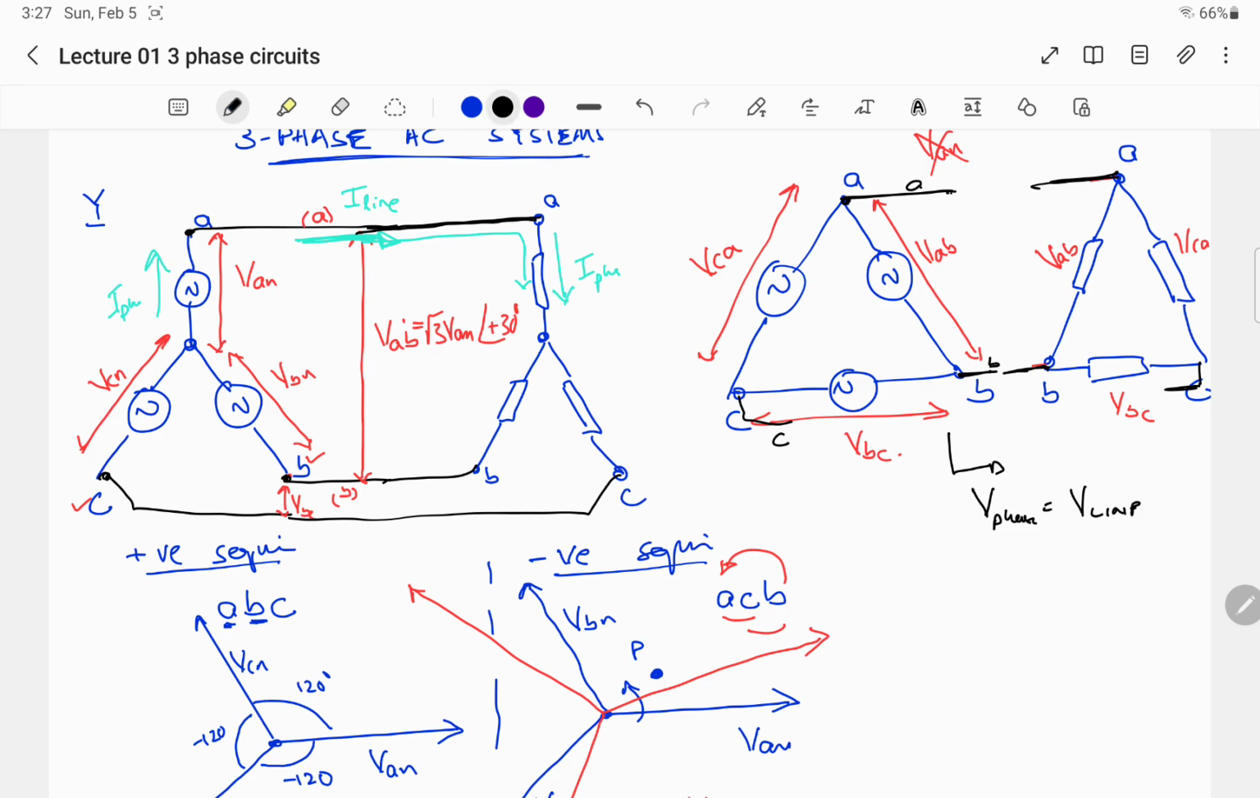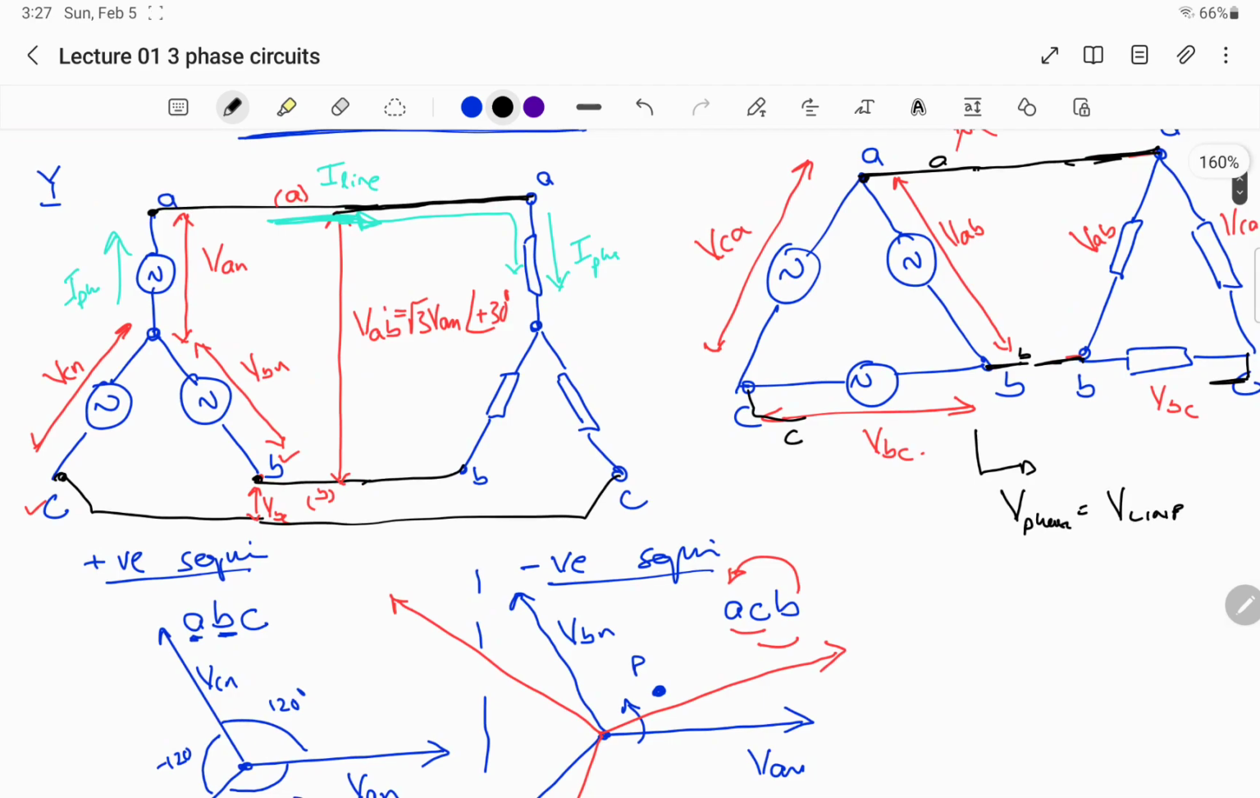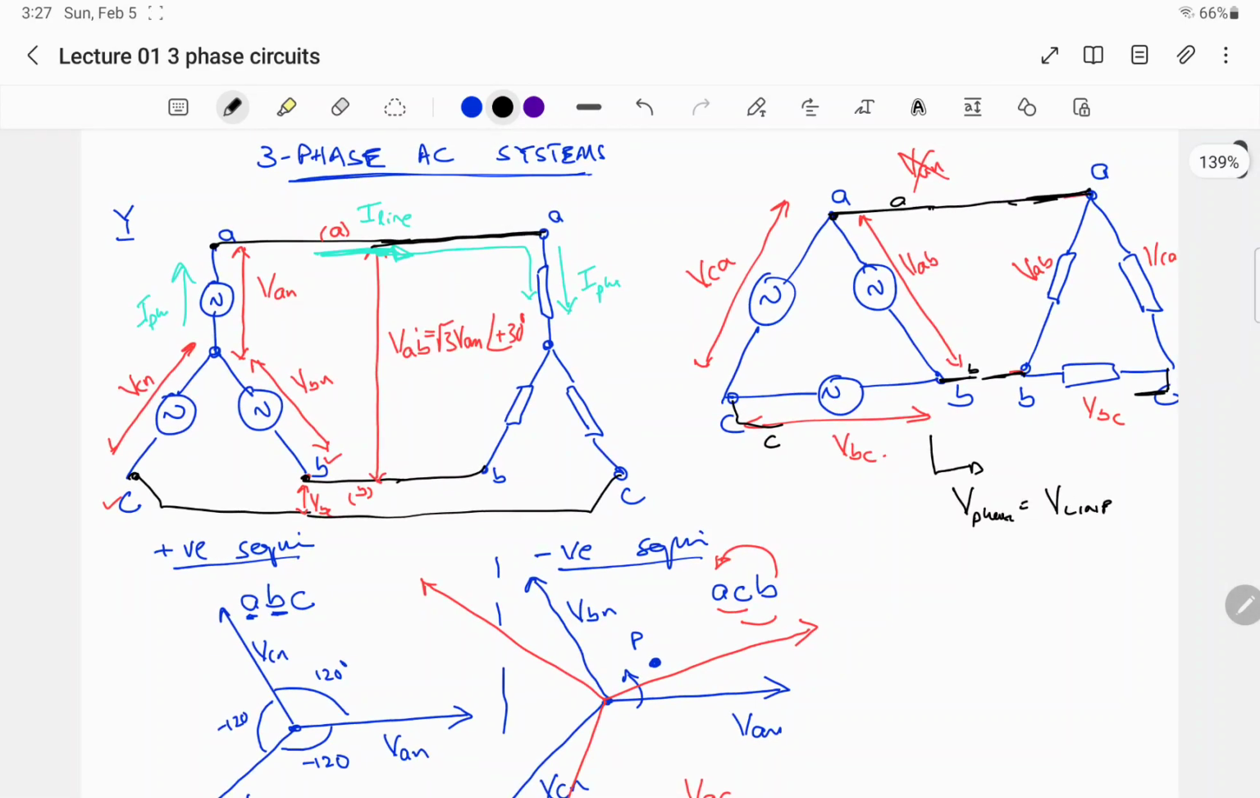But when we look at our delta load, where the line voltage and phase voltage were the same, when we talk about line currents, IA will not be equal to the phase current. So how will the phase current be? This is IAB, this is IBC, and this is ICA. They are not equal. But in Y load, they were equal.